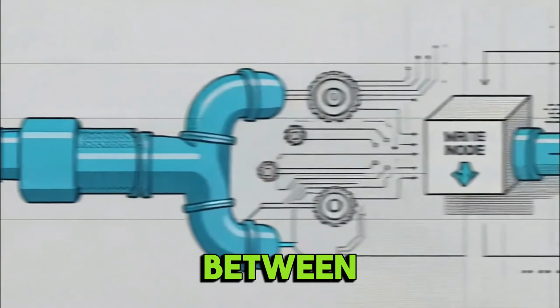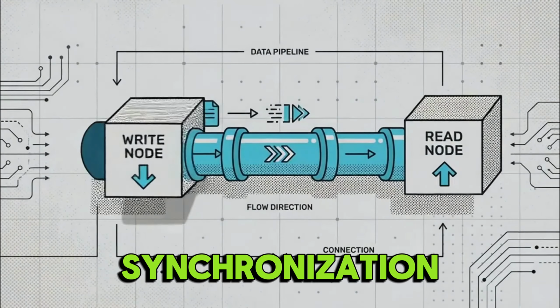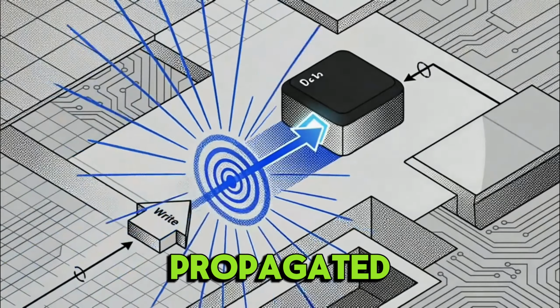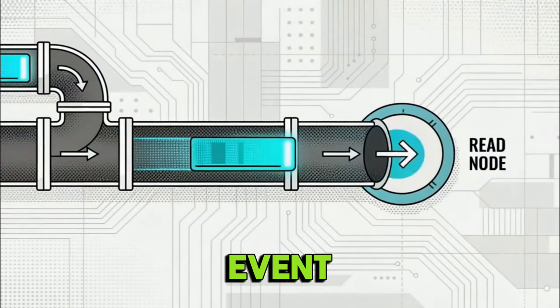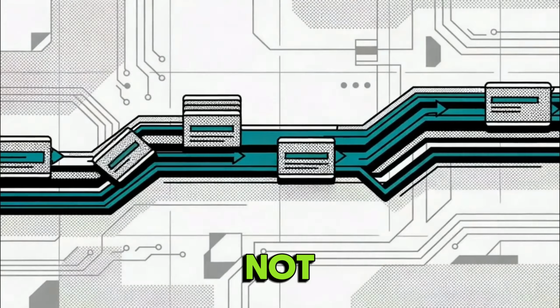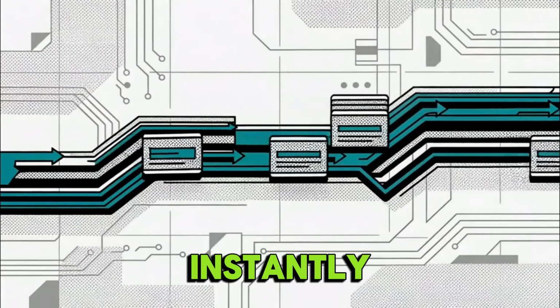Between the two sides, there is a synchronization mechanism. When a command writes to the write database, that change is propagated to the read database through an event stream. That propagation is asynchronous. It does not need to happen instantly. It needs to happen reliably and in order.